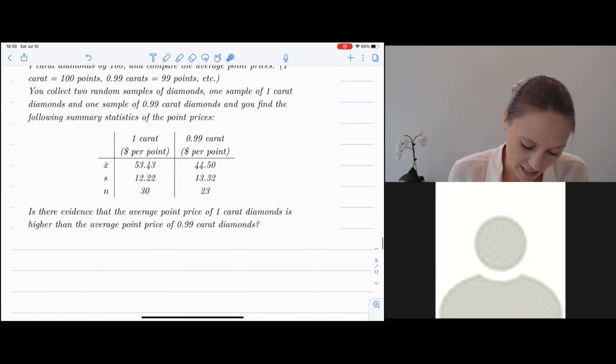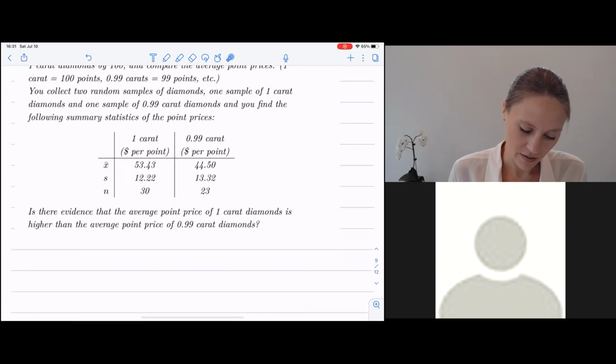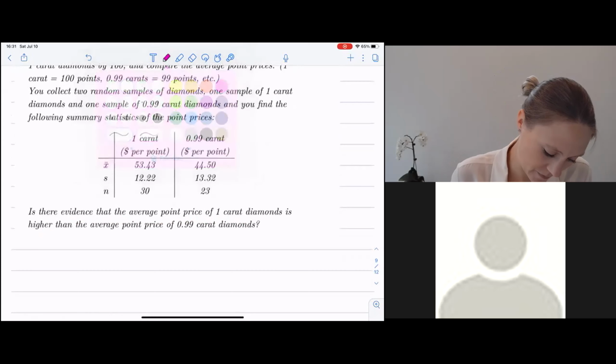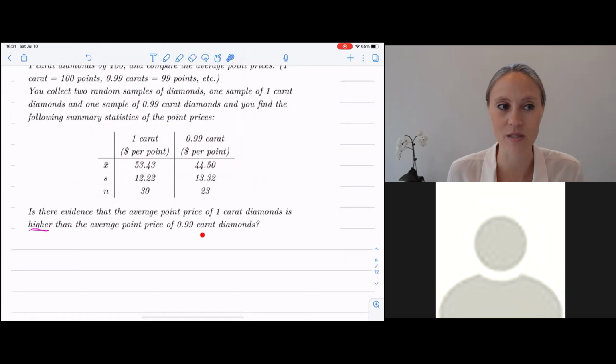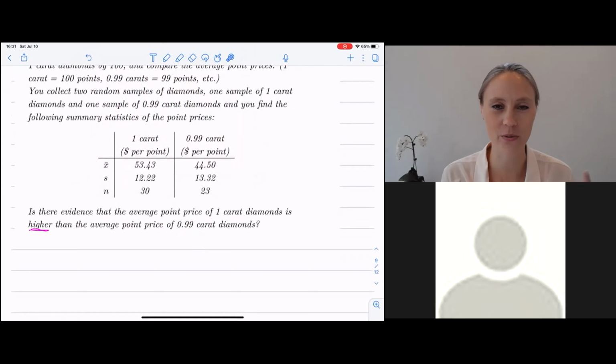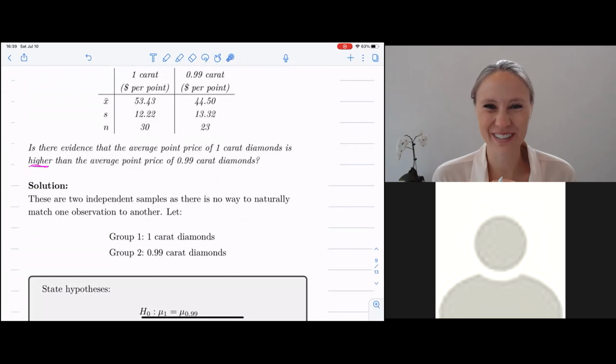So here we go. Is there evidence that the average point price of 1 carat diamonds is higher, and I'll emphasize that, is higher than the average point price of 0.99 carat diamonds? So what I want you to do is pause it here, work through it, try as best you can, and then meet me back here for the solutions. Okay, so the calculation is a lot of work.